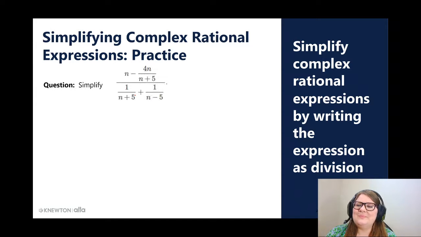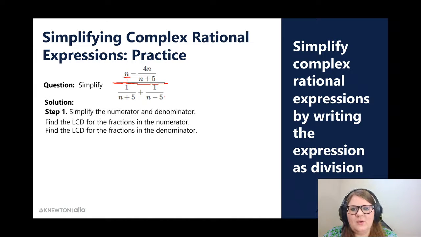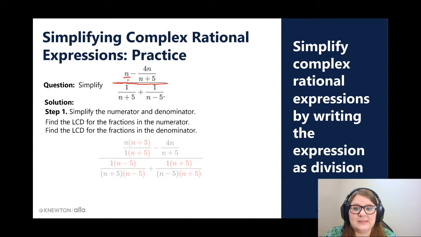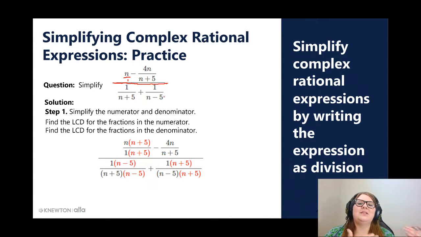Let's try another one. When you look at this one, first of all, we want to recognize that n is n over 1. And again, this is our fraction bar. So in the numerator, what is our lowest common denominator? Well, the lowest common denominator for the two things in the top is going to be n plus 5. And the only one that is missing that is the first one, n over 1. That's one we'll have to multiply by n plus 5 on top and bottom because the second fraction already has the correct denominator.